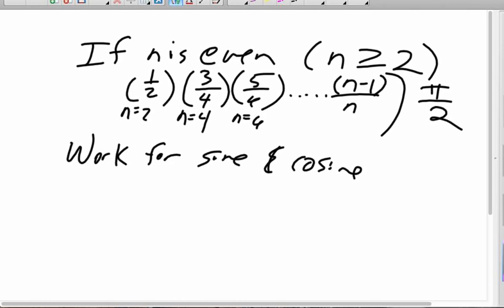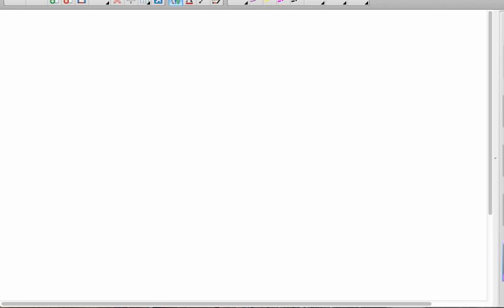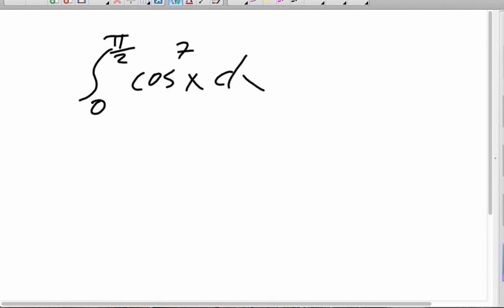So I'm going to work one example for you. So let's say we're doing the integral from 0 to pi over 2. And this has to be the integral you're dealing with. Otherwise, Wallis doesn't work. So I've got cosine to the 7th of x dx.